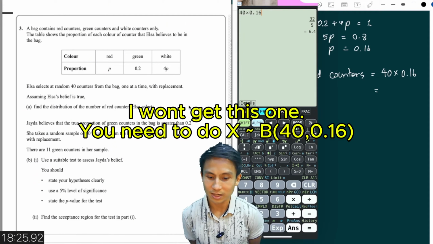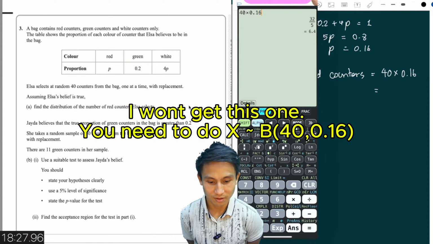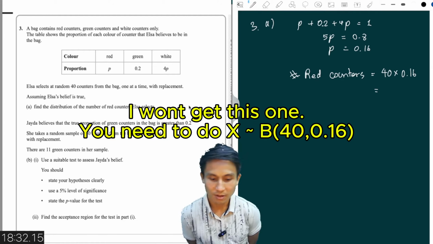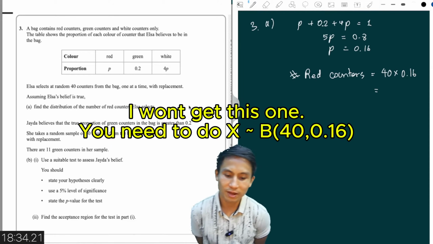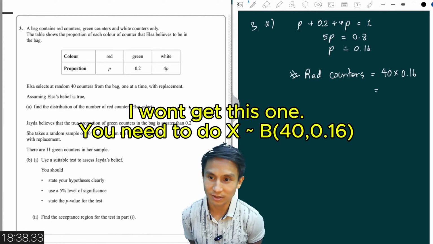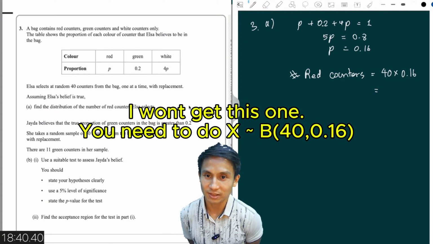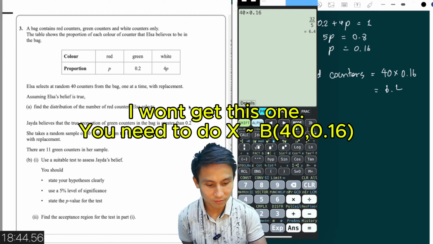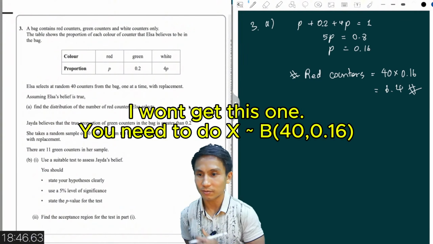Okay, we don't get an integer, right? Let me double check the math up there again. 0.8 divided by 5, yep, 0.16, yeah, that should be fine. We multiply that by 40. Yeah, okay, I'm gonna go with that, right? So that's 6.4. Okay, I'm gonna go with that, I think.